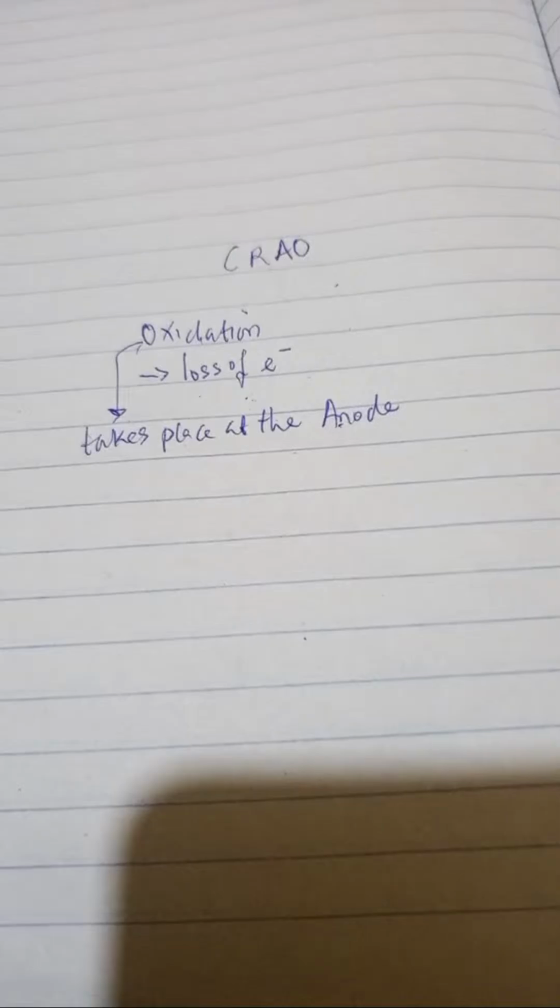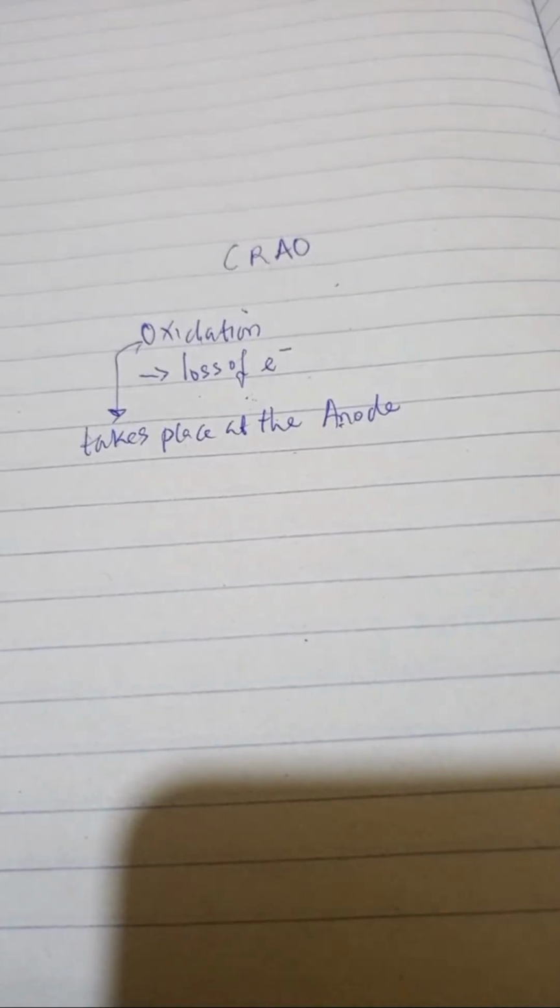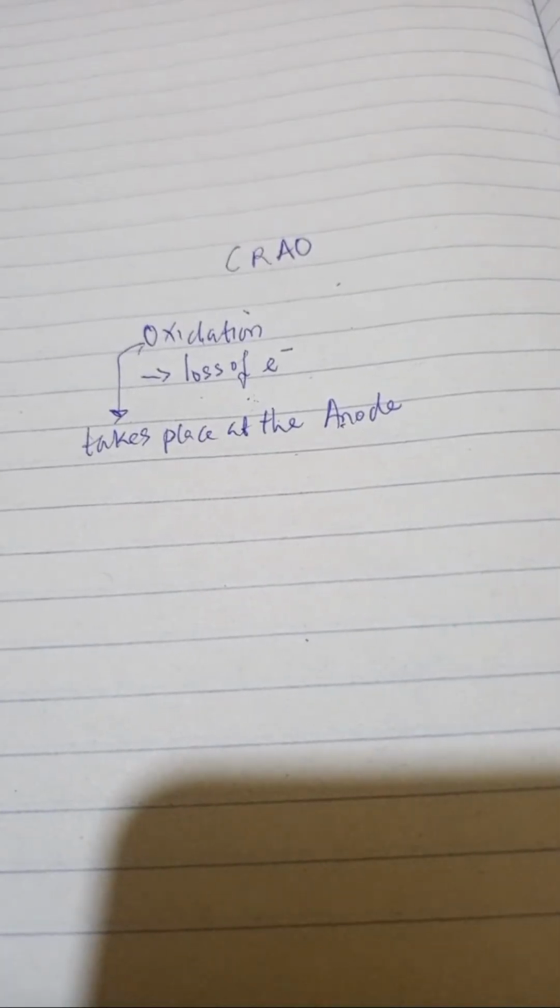To remember it easily, just use this formula, CROA. Cathode reduction, anode oxidation. That's the short formula. That means at the cathode, you have reduction. At the anode, you have oxidation. So oxidation means loss of electrons. When a substance loses electrons, it will become oxidized. That's the meaning.